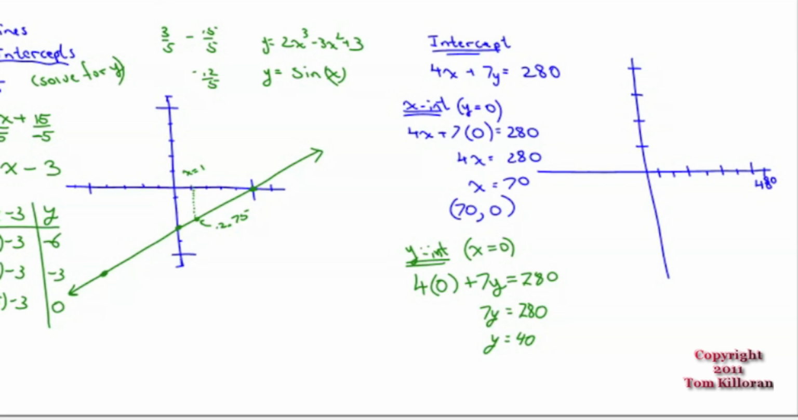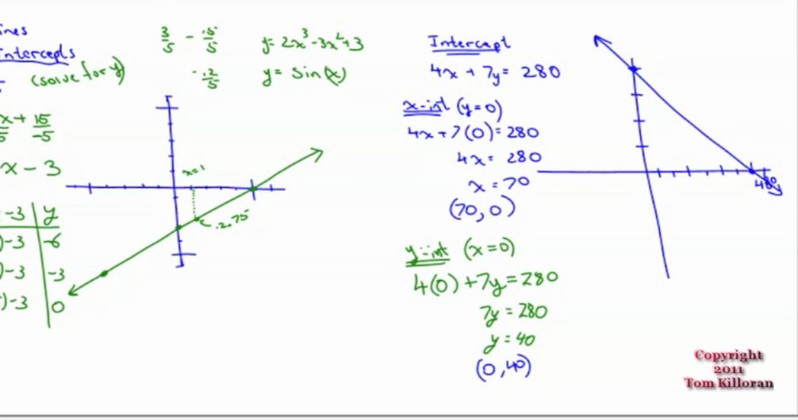All right, and you plot 70, 0, which is here, and 0, 40, this is 0, 40, 0 for x, 40 for y. 0, 40 would go here. And we'd have this nice line, this is a little harder to draw, that goes that way.